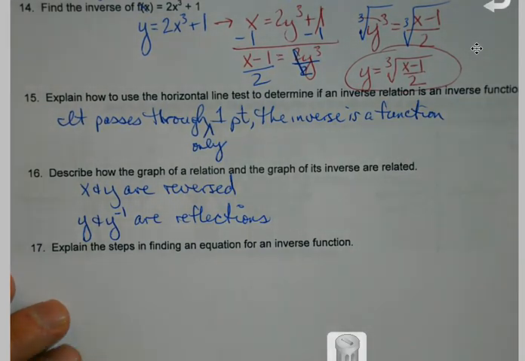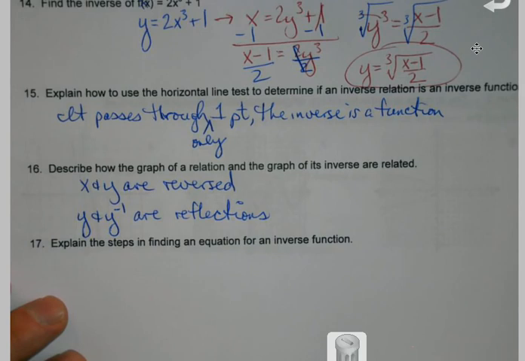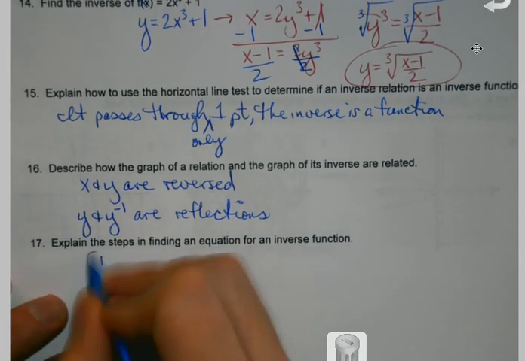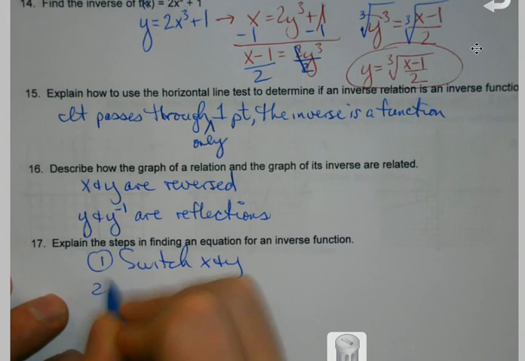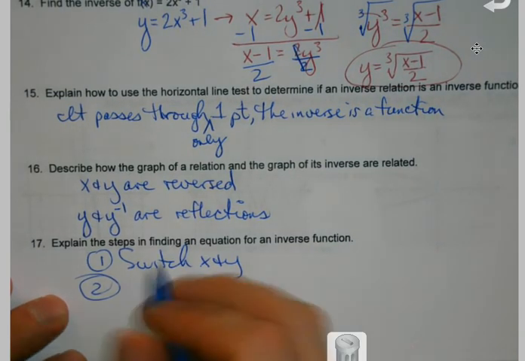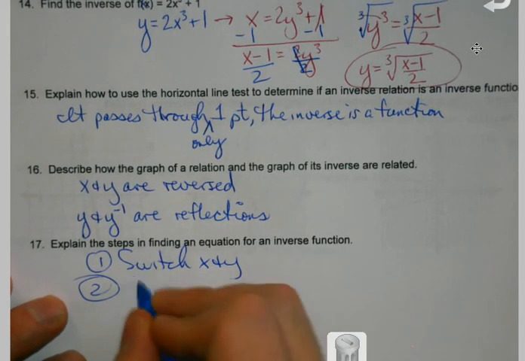And then I'll let you guys tell me on this last one, because it's pretty quick and pretty simple. There's only 2 steps. How do you find an equation for the inverse of a function? What 2 things have we been doing? Like, oh, switch x and y. But then you just solve it. Solve for which variable? Y.